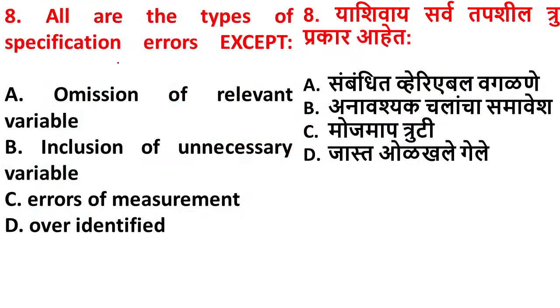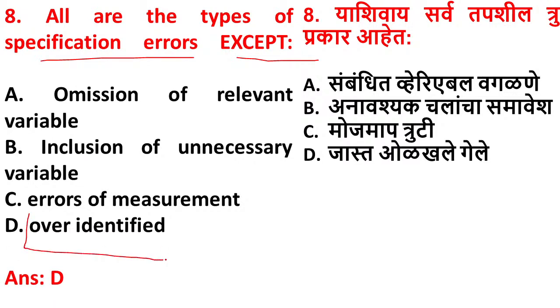Question number 8. All are the types of specification errors except: option A omission of relevant variable, option B inclusion of unnecessary variable, option C errors of measurement, option D over identified. So all are the types of specification errors except over identified. So option D is correct here.